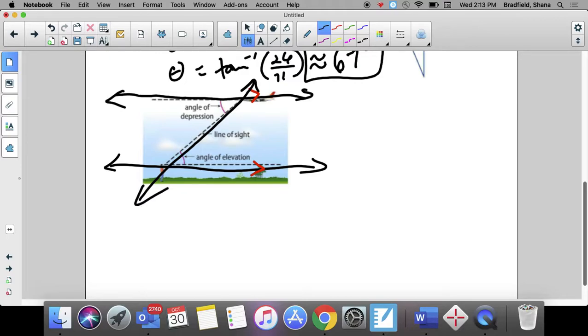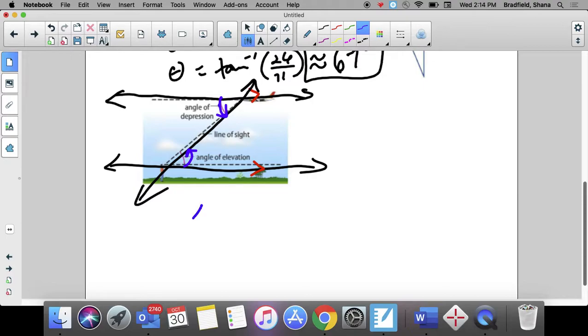What we have is alternate interior angles. We first have an angle of depression. Angle of depression happens when you are looking forward and then you look down. So think of looking down as depression. And then the guy on the ground there, he is looking up at the airplane, so that's an angle of elevation. Looking down is depression, looking up is elevation.